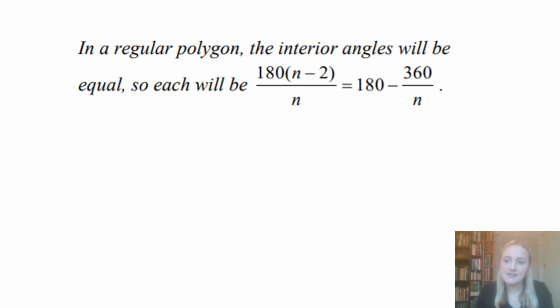This is from Colin Foster's Instant Maths Ideas, and he said, in a regular polygon, the interior angles are equal. So we have this formula. You do the total angle sum, which is 180 times n minus 2, and you divide it by n, and that gives you each of those angles in a regular polygon. But if you simplify that, you get 180 minus 360 over n, which is the way of doing it with exterior angles. So we have two equivalent formulae that come from two totally different methods. Of course they're equivalent, because they're working out the same thing.